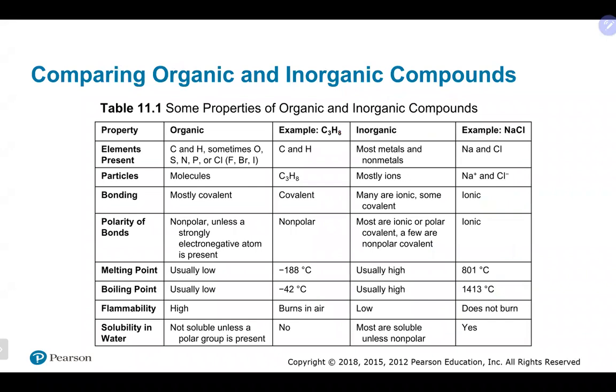Here are some properties of organic versus inorganic. Again, organic, we have sharing of electrons. Inorganic, we have the electrostatic attraction. Typically speaking, melting points and boiling points for organic compounds are very low compared to ionic compounds. And also, as you can see, the flammability is very opposite as well. Very high in organic compounds. And again, like I said, salts and stuff like that are typically not very flammable.